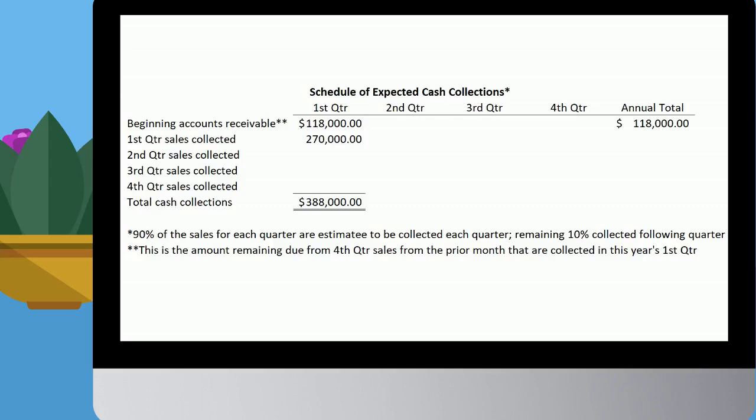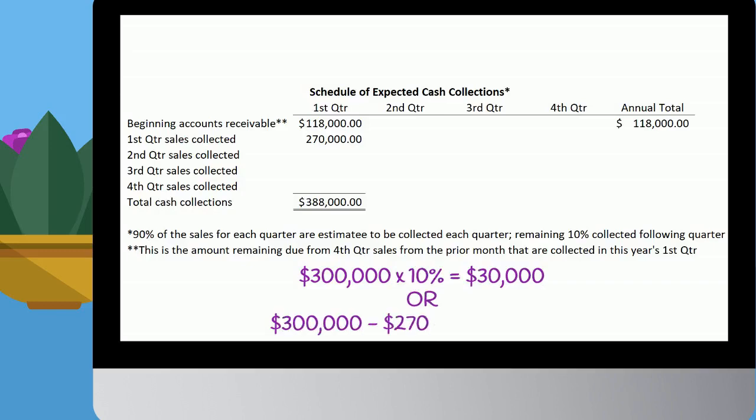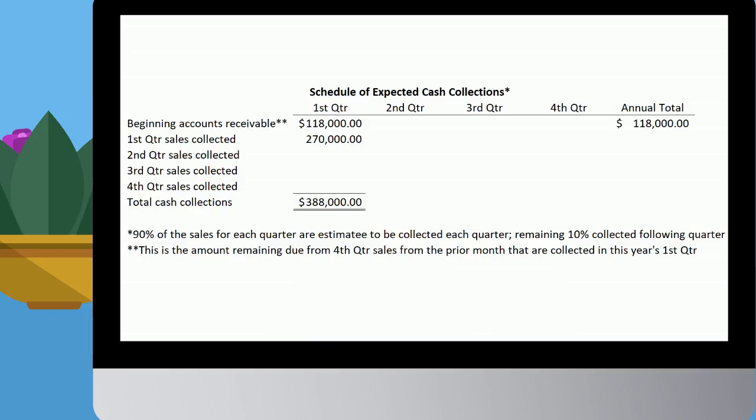In the second quarter, the company expects to receive the remaining 10% of the first quarter sales. That would be $30,000. The $300,000 total sales in the first quarter minus the $270,000 collected in the first quarter. The company also expects to collect 90% of the second quarter sales in the second quarter. This amount comes to $810,000. Therefore, the total second quarter cash collections would be $840,000.